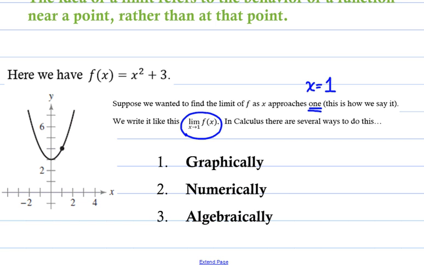In calculus, there are several ways to do this. One is graphically. That's with graphs and pictures of graphs of functions. Two is numerically. That involves creating tables. And three is algebraically, and that's just using math and equations to find the limit.